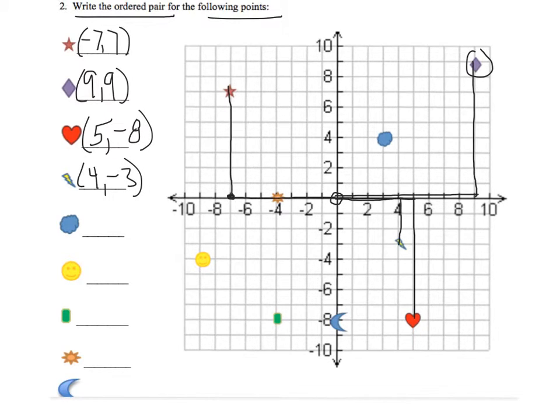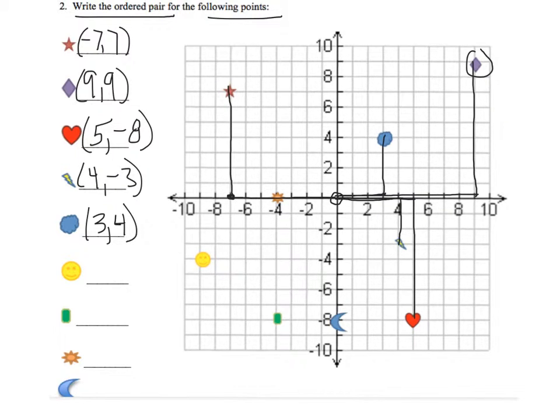The next one, we've got a blue cloud. I hope it's a cloud. It could be a ball of lint too, I suppose. So starting at the origin, we're going to go over to +3 on the x-axis. So our x-coordinate will be 3. Then we go up to 4 on the y-axis. So 4 will be our second coordinate there.